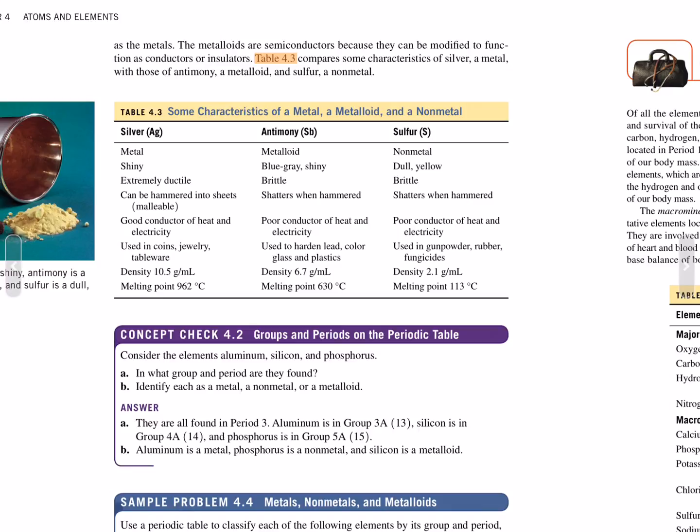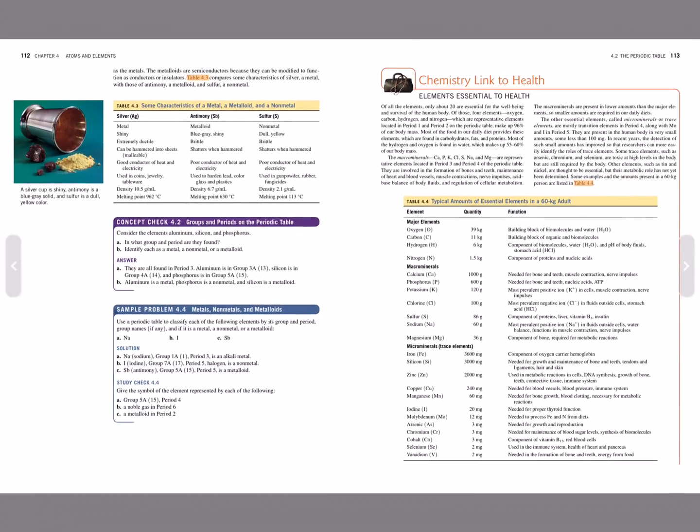Sulfur is a nonmetal. It's dull, yellow, and brittle. It shatters when hammered. It's a poor conductor of heat and electricity, used in gunpowder, rubber, and fungicides. Density of 2.1 grams per milliliter and has a melting point of 113 Celsius.